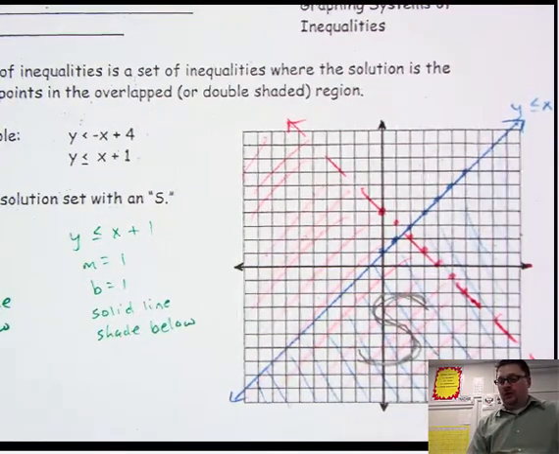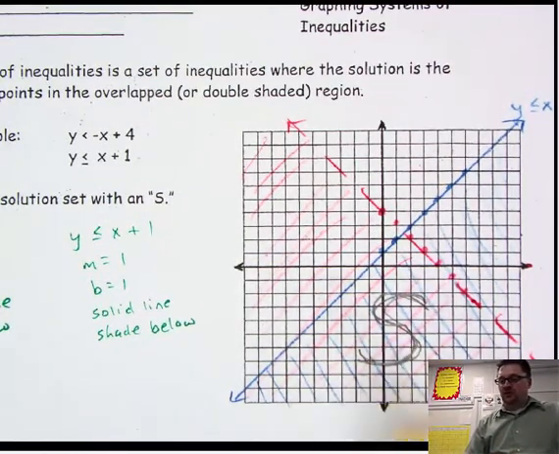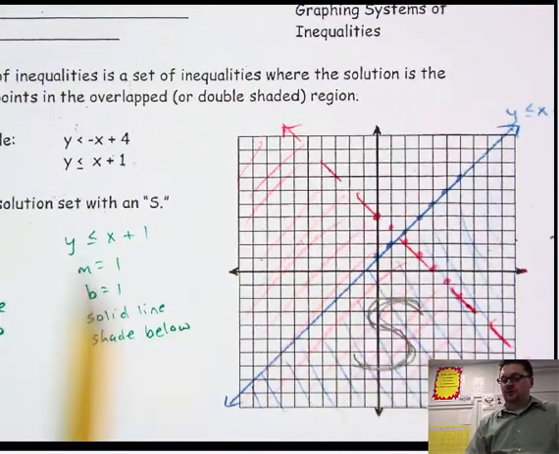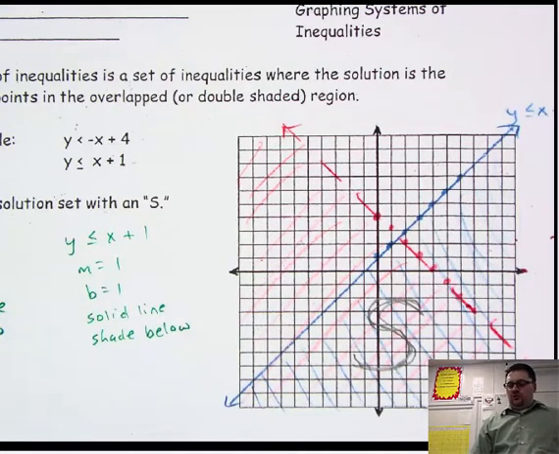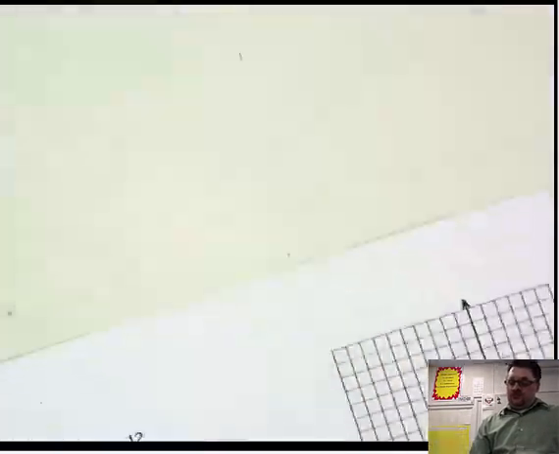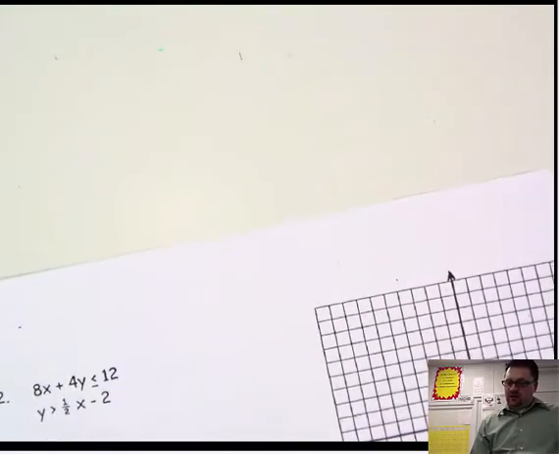I'm not going to do it right now, but you should pick a point in this area, like 0, 0. Does 0, 0 work in both inequalities? You should check that, okay? So I'm going to do one more example, and then let you practice the other ones yourself.